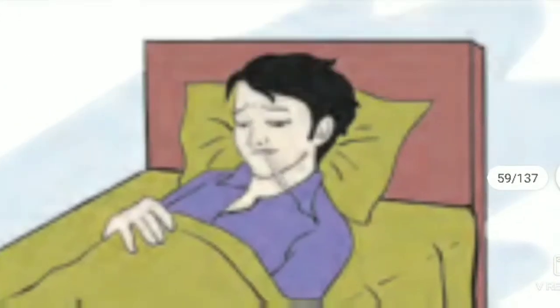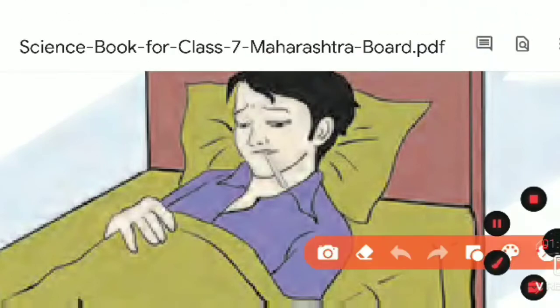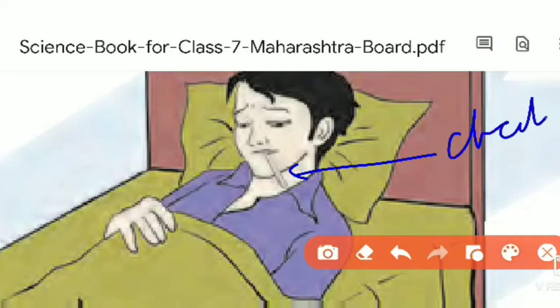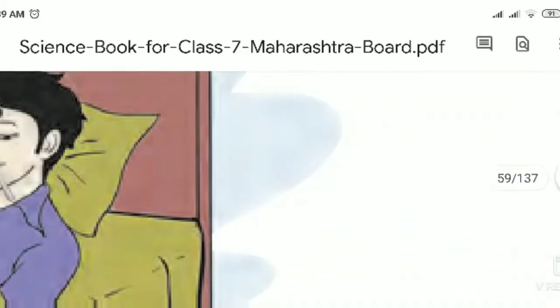This boy is in the second picture. If you see, this boy is not feeling well. And here there is a thermometer in his mouth. Why is this thermometer there? To check the temperature. It shows that the boy has a fever, and to check the temperature he is using the thermometer. So this thing is also related to heat or temperature.